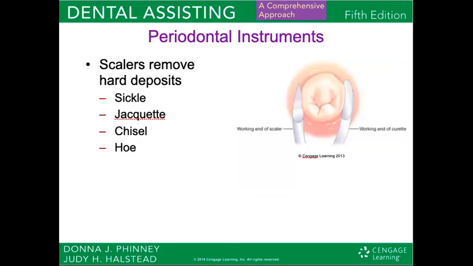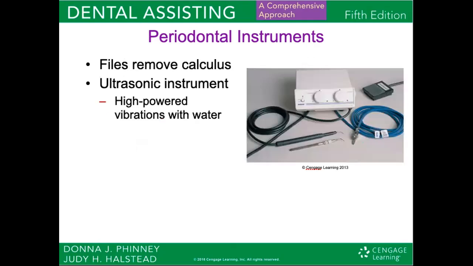Scalers are sharp hand instruments that are used to remove hard deposits. A variety of shapes and angles exist to access all surfaces of the teeth. Some of these instruments include sickles, jacquette scalers, chisels, and periodontal hoes. Periodontal files are used in a pulling motion to remove calculus and for root planing. They are also used to remove overhanging margins of dental restorations.